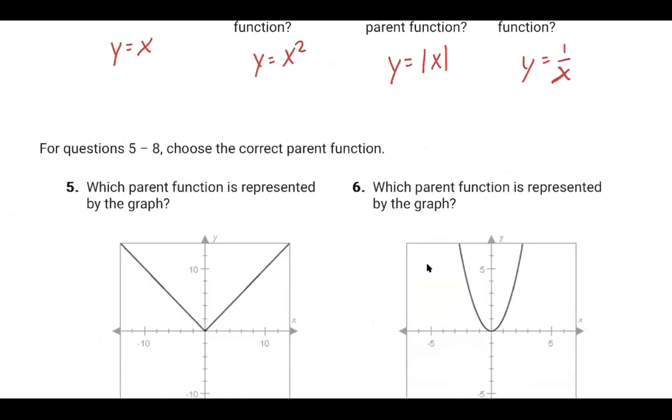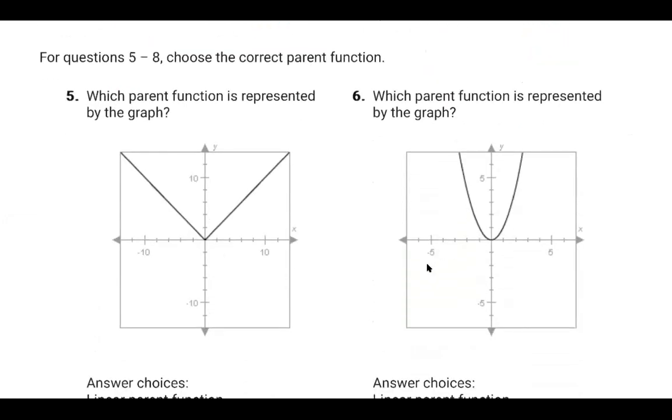Which parent function is represented by the graph here? Again, that's just pointing out basic identities. So this one is the reciprocal, or y equals 1 over x. And I knew that. Oh gosh, I lied to you. Wow, got confident there. Sorry, this one is the absolute value, and I knew that because of the V shape. So this one is my y equals absolute value of x.